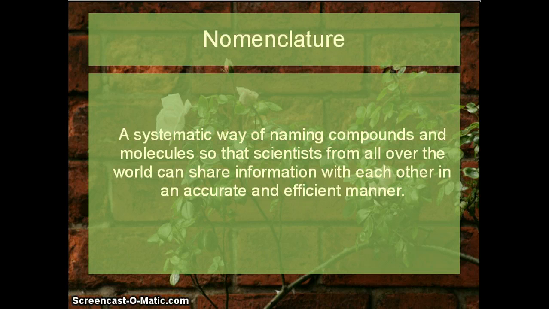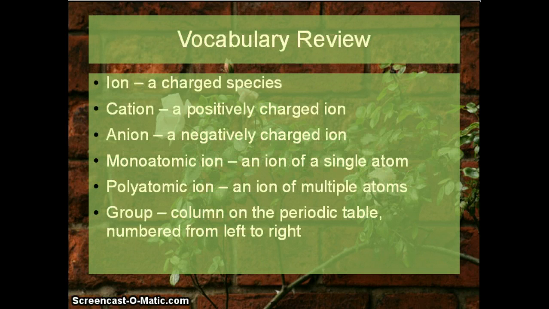Nomenclature is the term used for the systematic way of naming compounds and molecules. It is important so that scientists from all over the world can share information with each other in an accurate and efficient manner. Before we discuss how to name ionic compounds, let's review some relevant vocabulary.